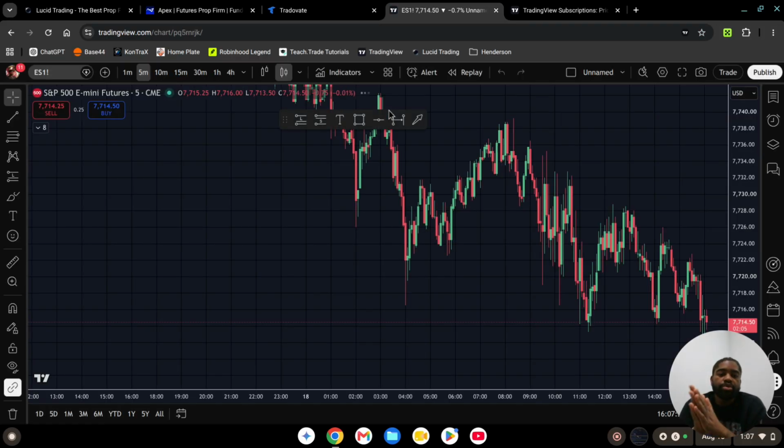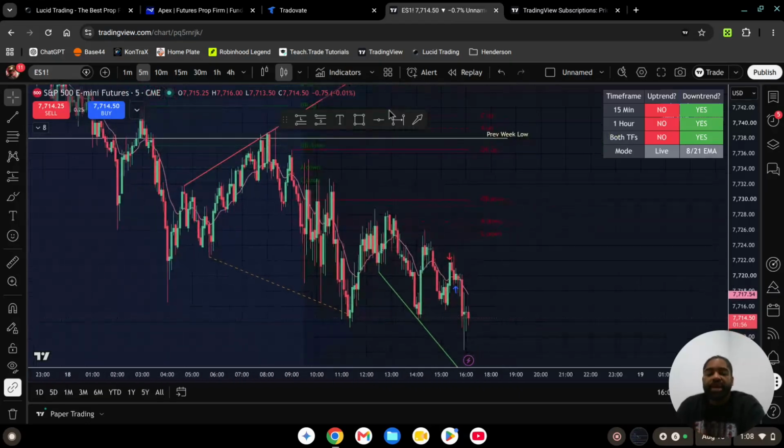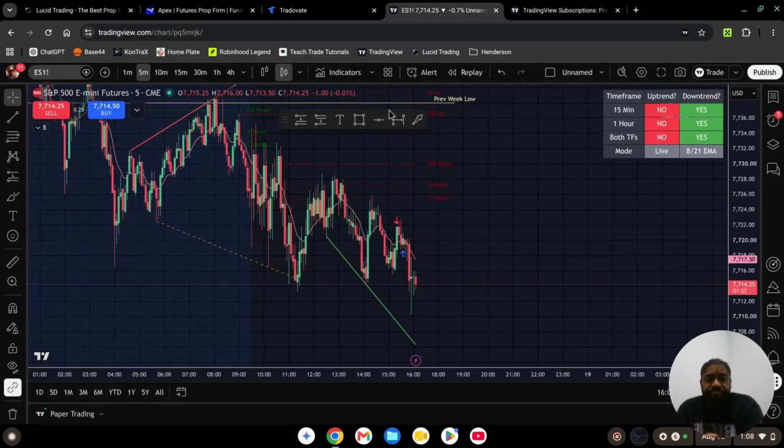You do need to create a free account in order to start paper trading. Let me repeat, you do need to create a free account to start paper trading. Once you create the free account, it will give you access to paper trading, and at that point, you can trade for free. Let me repeat that. With the paper trading, you can trade for free.